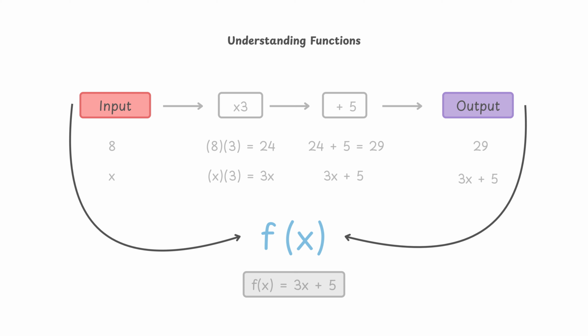Now here's something important to notice. No matter what value we choose for x, the process stays exactly the same. Multiply by 3, then add 5. The steps never change, only the input changes, and so the output changes with it. You can think of it like a recipe. If the recipe says multiply by 3 and add 5, you must follow it exactly. If you change the steps, you change the function.